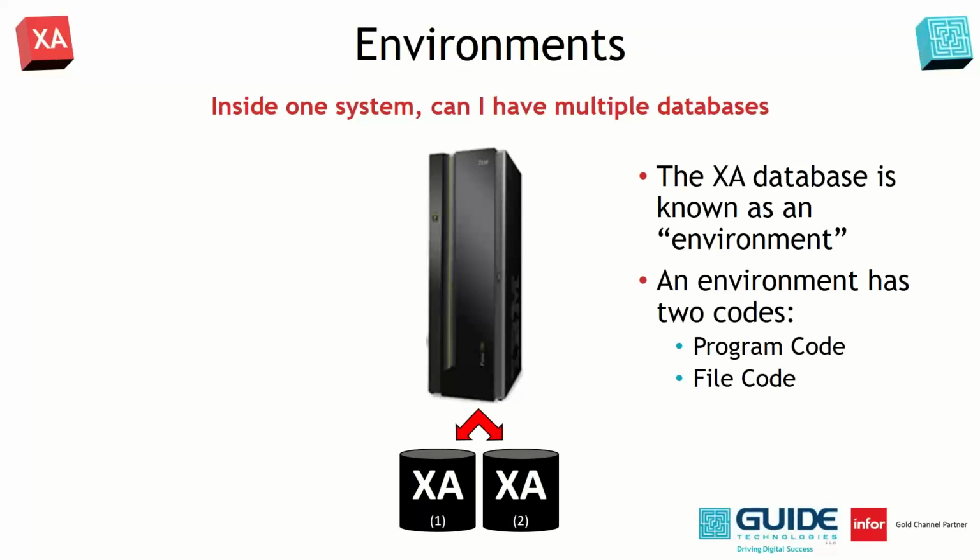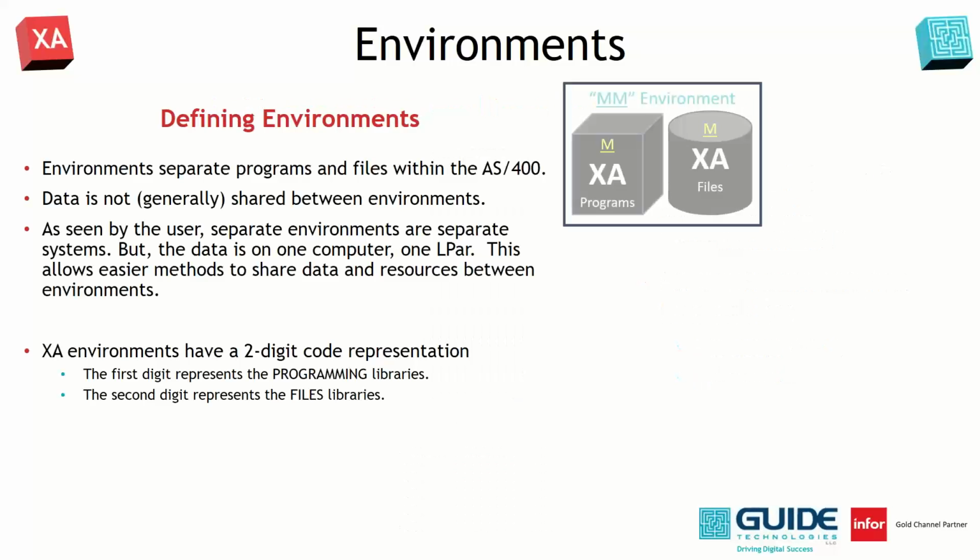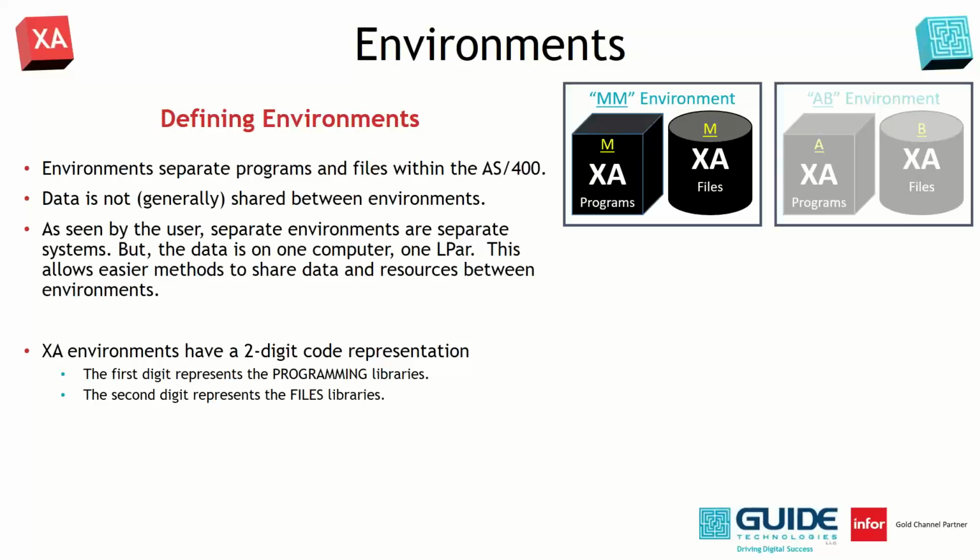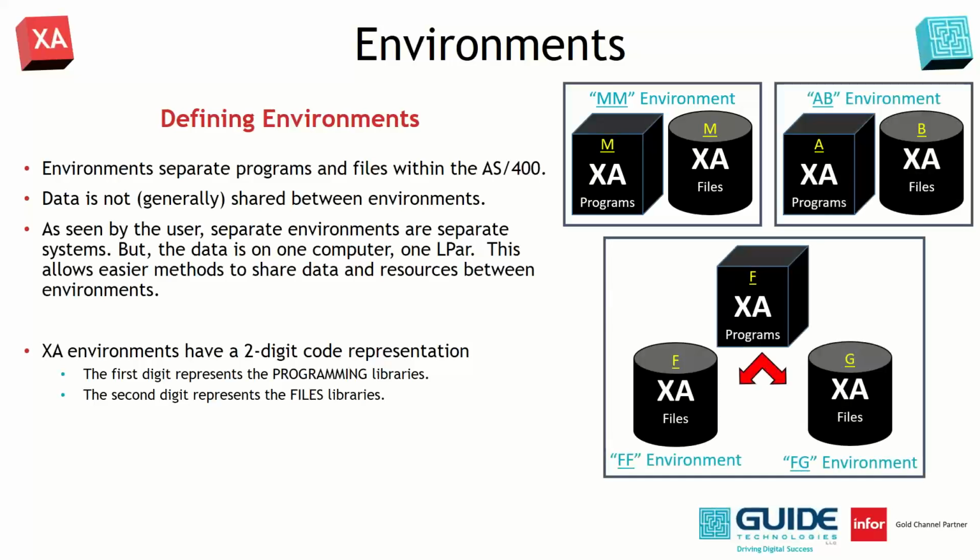Now your default, something you've probably heard a lot: you sign into the MM environment. That's the default from years ago. What does that mean? How does that work? Those environments are identifying your programs and your files. So the way it works is the first code, when you say MM, is saying this is where my programs are. In these libraries, I'm going to store all my programs. The second code is where I'm storing my files.